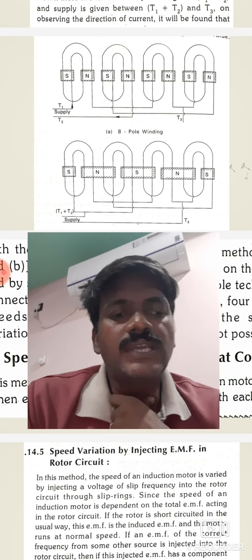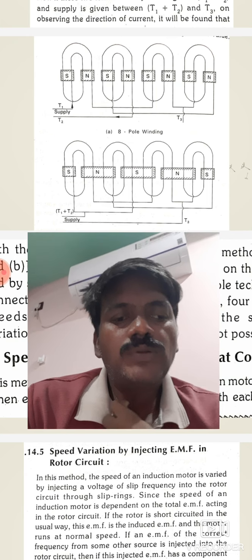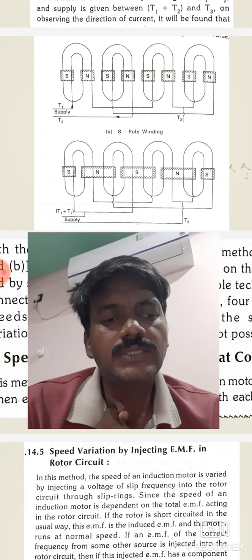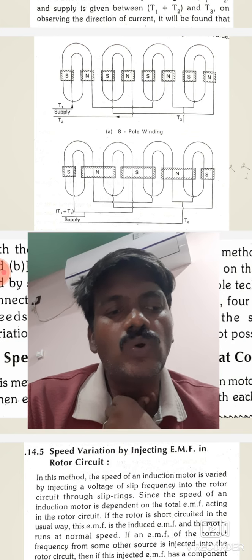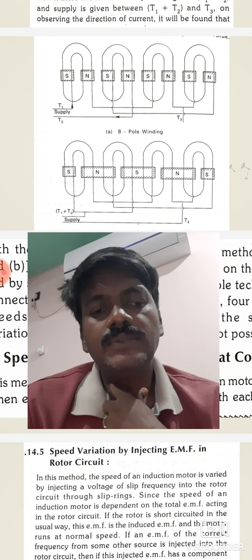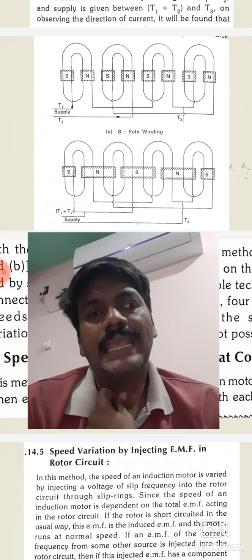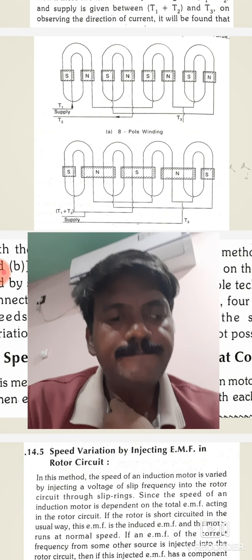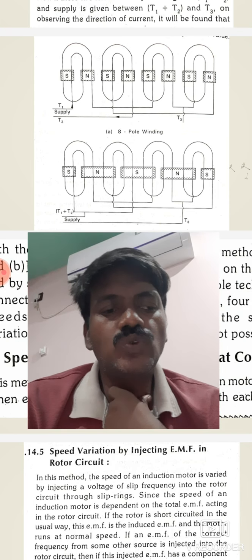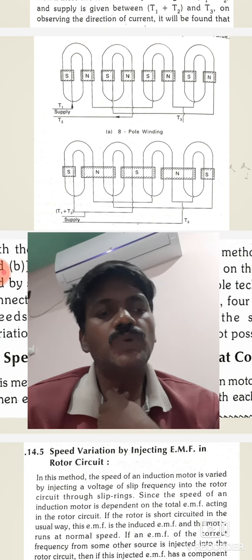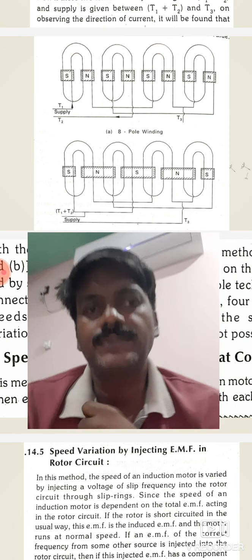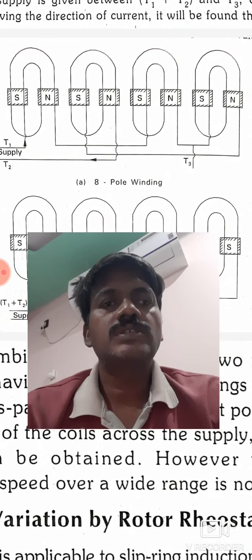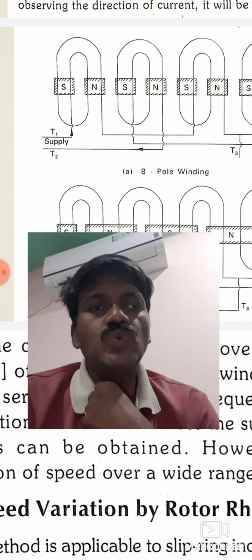The conductors which carry current in upward direction form south pole, while the conductors which carry current in a downward direction form north pole. So it will be observed that the connections of figure A give an 8-pole winding. Now, if these two terminals are joined together, T1 plus T2, and supply is given to T1 plus T2 and T3. So, in the first diagram, we have T1, T2 and T3.